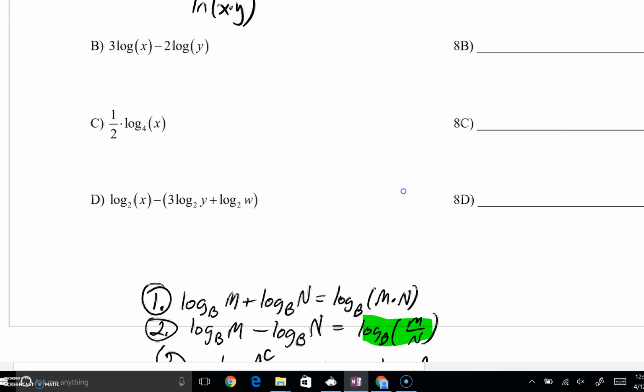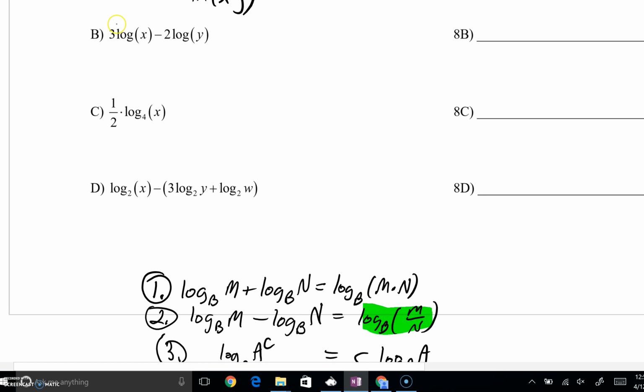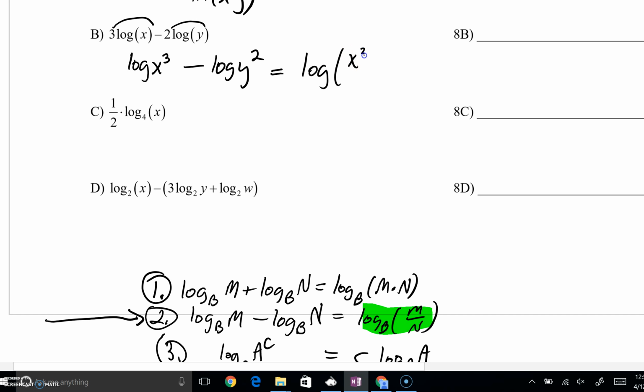When you take a look at B, first of all, let's raise up our powers. We'll have log of x to the third minus log of y to the second. But look at property number 2 down here. When you're subtracting two logs, you rewrite them as one log and you divide. You divide their insides. So this becomes the log of x to the third over y to the second, and we're done.